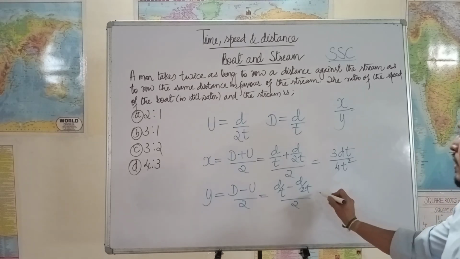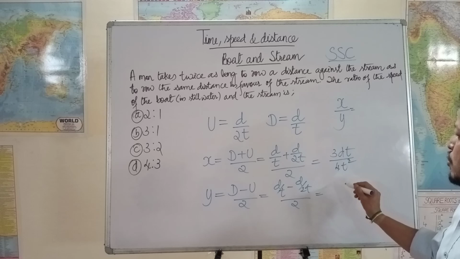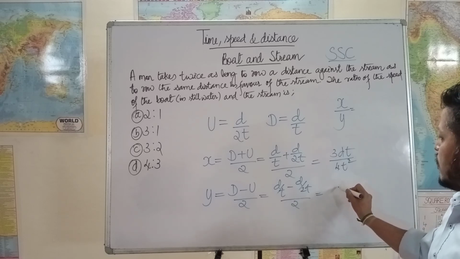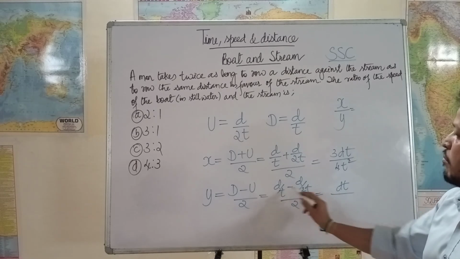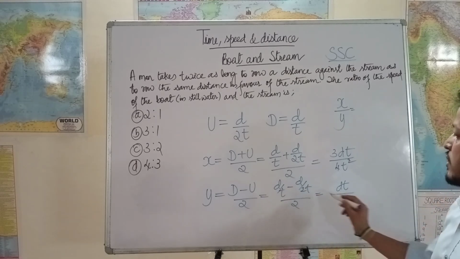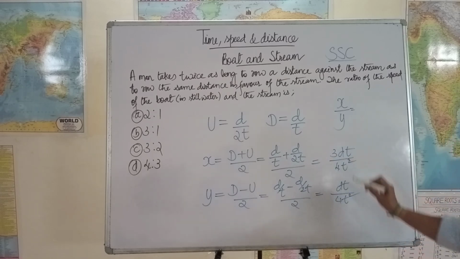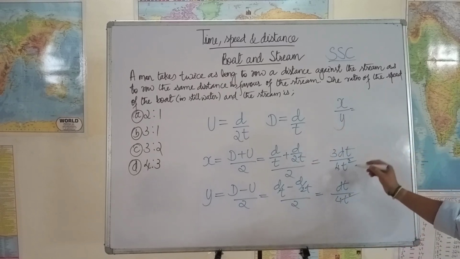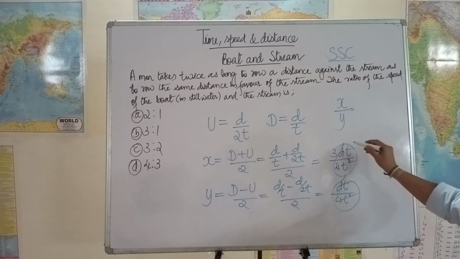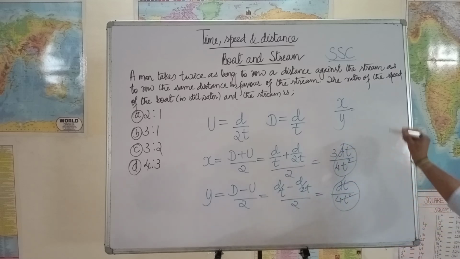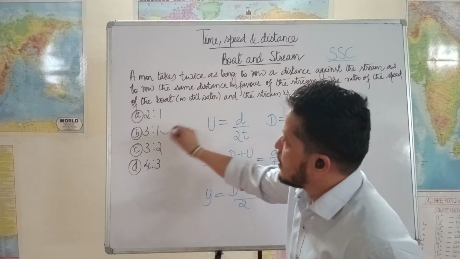And here y, so almost the same, only difference is 2t minus t is 1dt divided by, this is the same, 2t square, into 2 is 4t square. This is x and this is y. When we divide x by y, all the terms get cancelled, and only 3 will remain here and 1 here. So we have 3 by 1. 3 by 1 is the right answer.